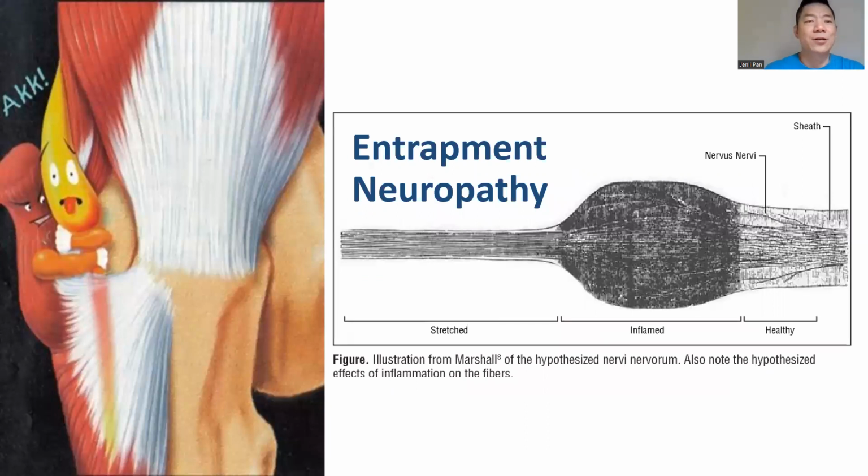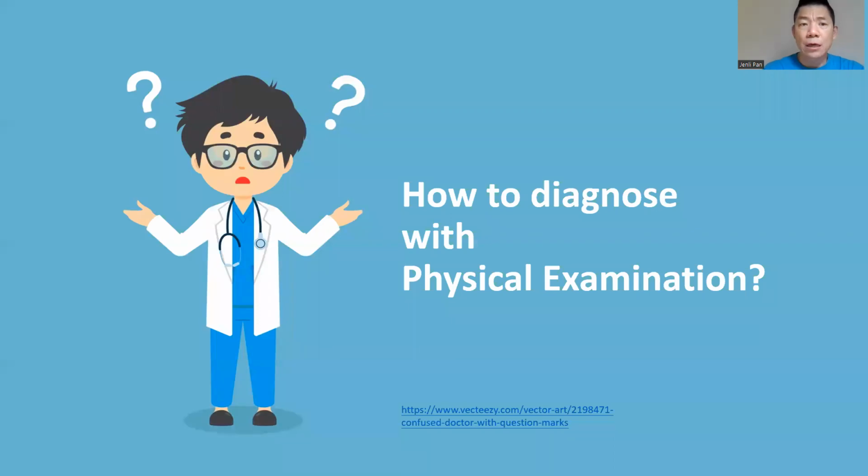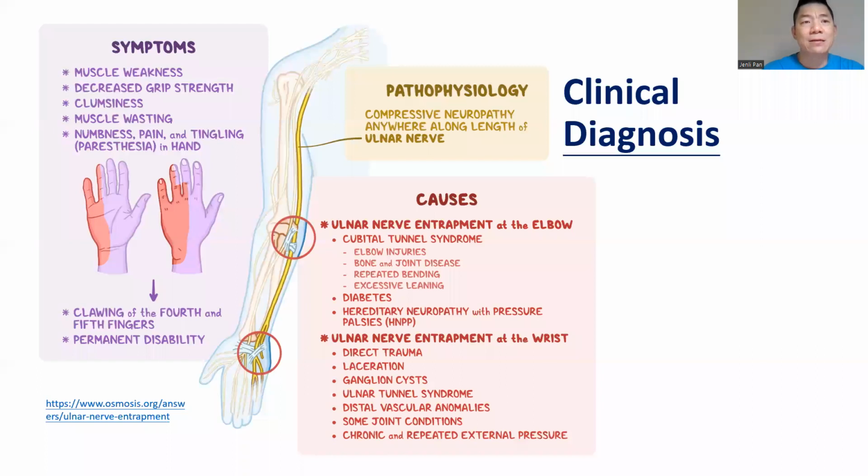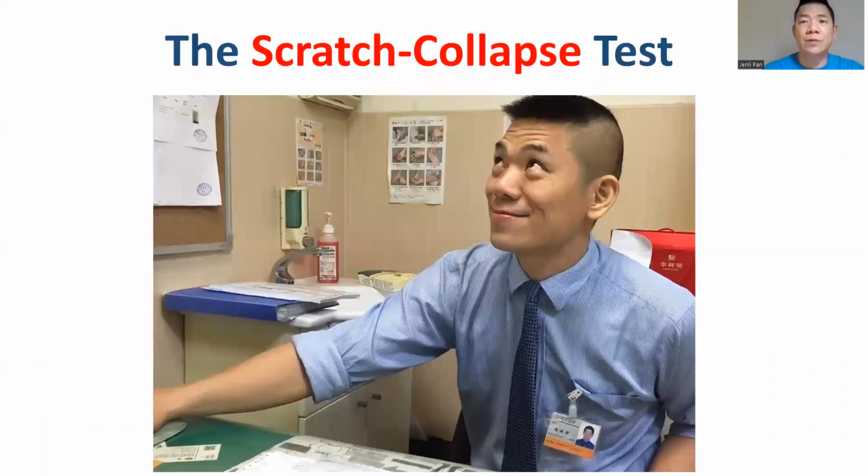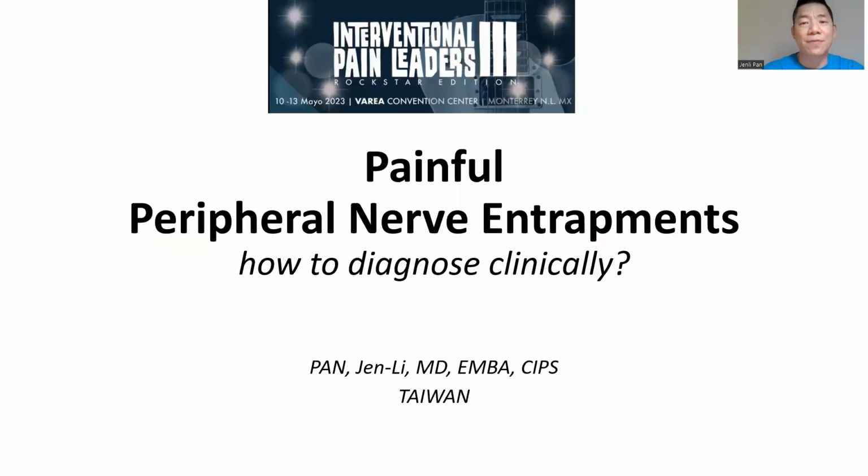Let me conclude our talk. For peripheral nerve entrapment, we can use many ways to diagnose. The physical way to diagnose a peripheral nerve entrapment, the most sensitive one, is not what we thought before, such as muscle weakness, grip strength, or clumsiness. It's the scratch collapse test. So I welcome everybody to test it and to search online for how to apply these tests for your painful patients. Thank you very much.